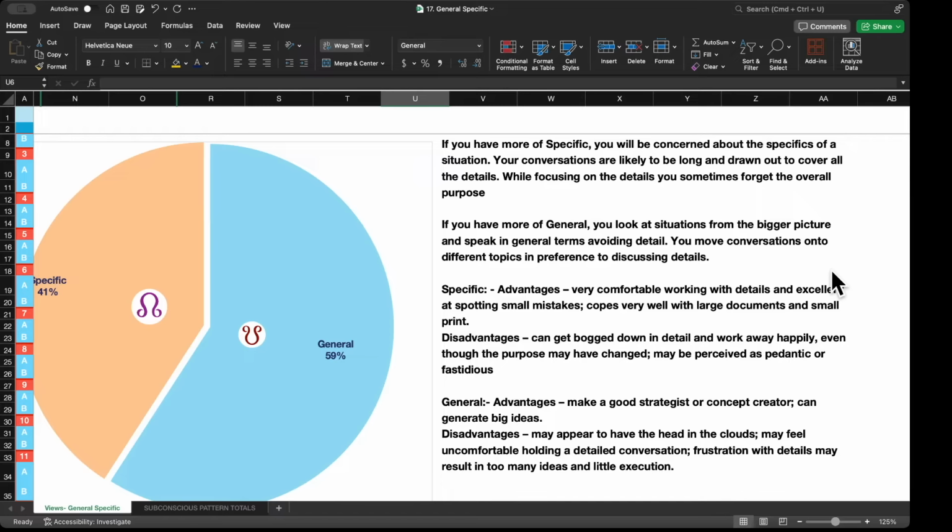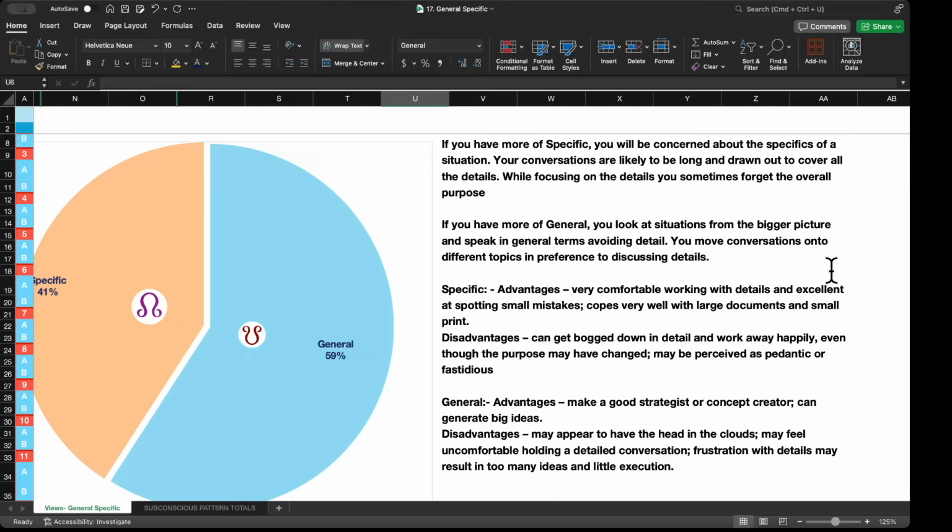If you are more of a specific type of a person, you will be concerned about specifics of a situation or a task or a project or a business or anything, daily activities. Your conversations are likely to be long and drawn out to cover all the details. Specific details. To be specific, while focusing on details, you sometimes forget the overall purpose, the big picture, so to speak.